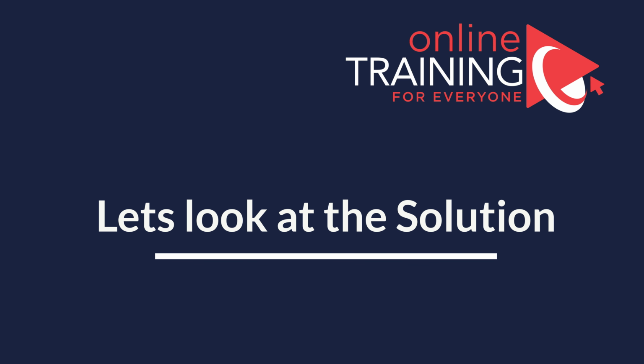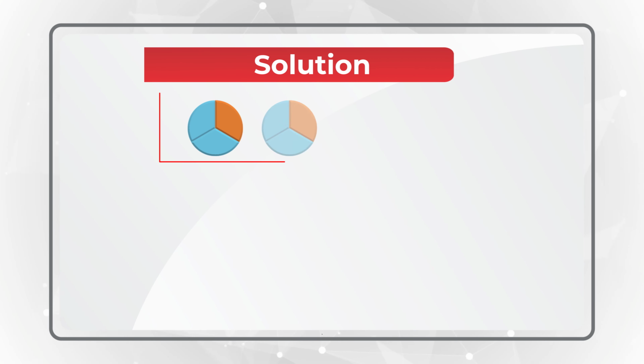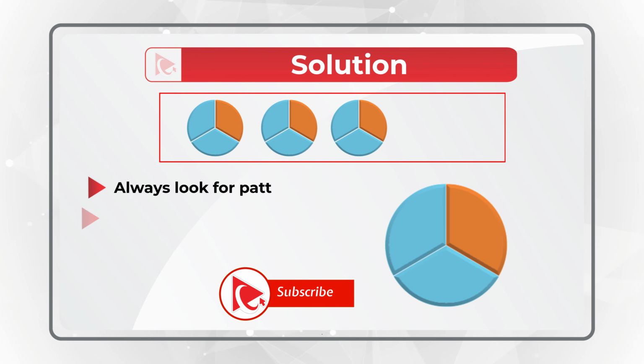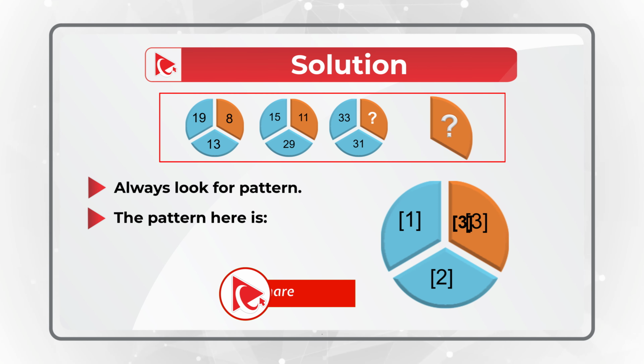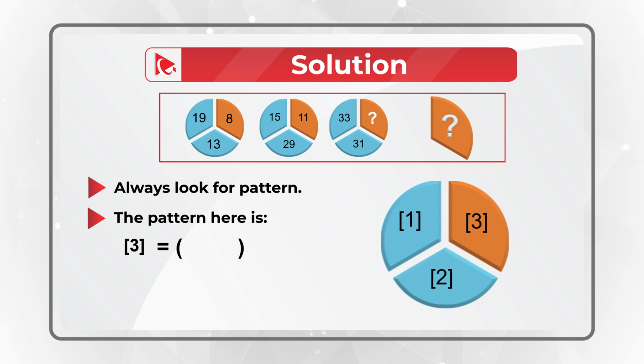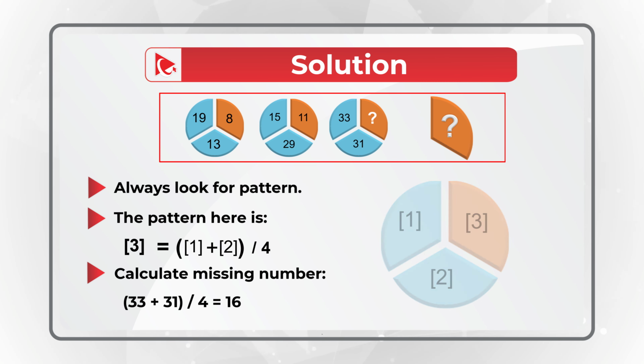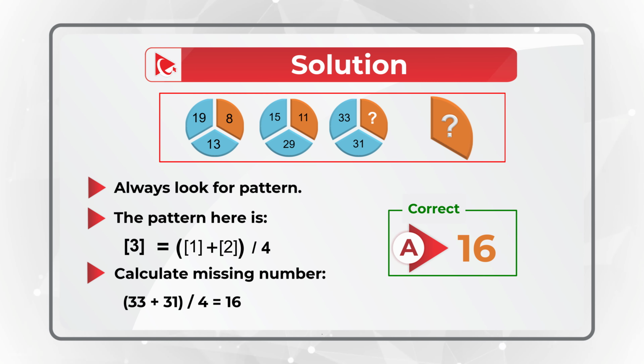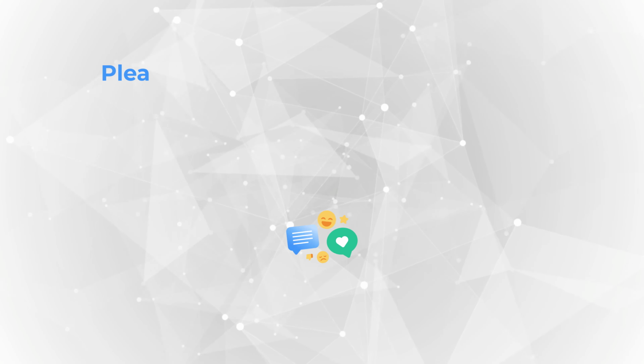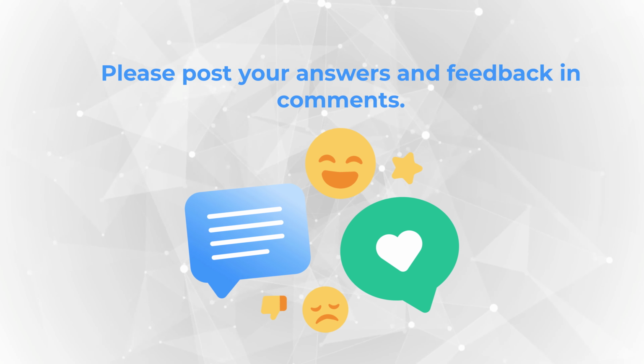You're probably tired of hearing this, and I'm tired of repeating it, but you need to always look for patterns to solve these types of problems. And the pattern here is that section 3 of the circle is calculated as sections 1 plus 2 divided by 4. So to calculate the missing number, you need to add 33 plus 31 and then divide the sum by 4, and you will get to the result, which would be 16. Hopefully you've enjoyed this tricky question and now know how to answer similar problems on the test.